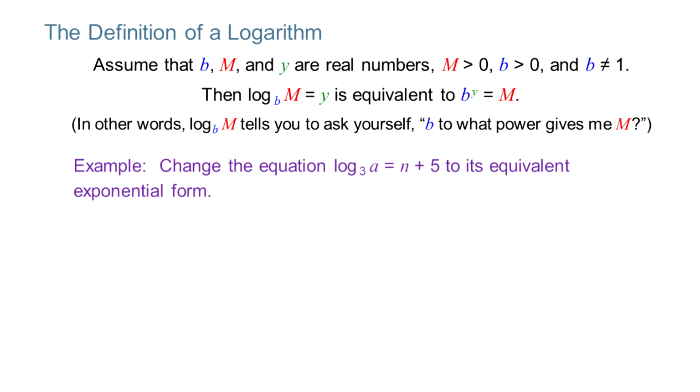Now let's look at the example in purple. In this problem, I gave you an equation in logarithmic form, and I'm going to change it to its equivalent exponential equation. I can write this equation in exponential form like you see here. If you have trouble seeing what I did, the colors here may help you. Note that the b changed to 3, the y changed to n plus 5, and the m changed to a.